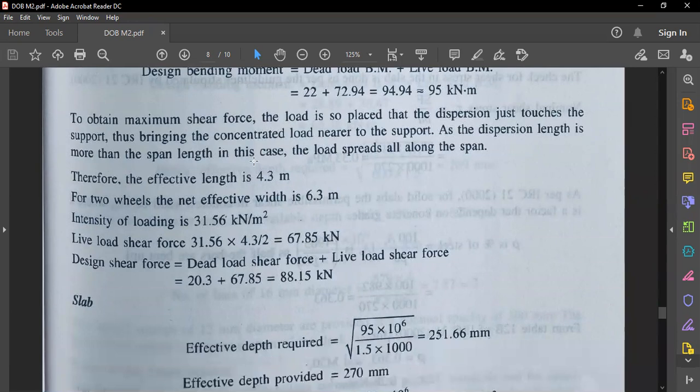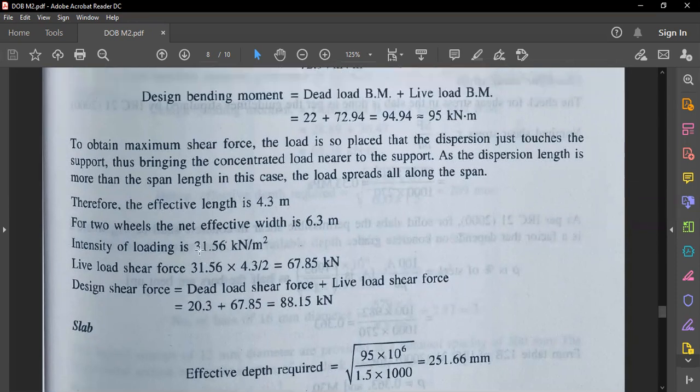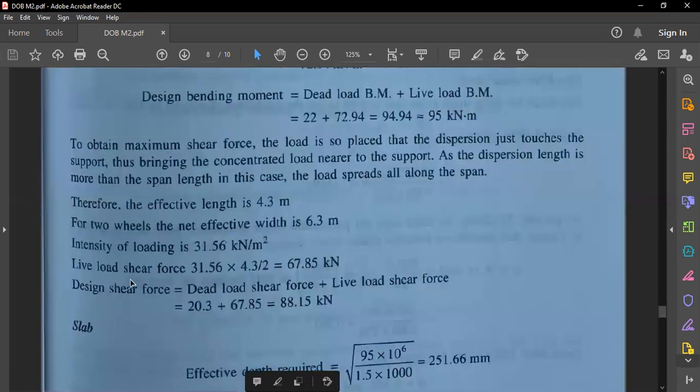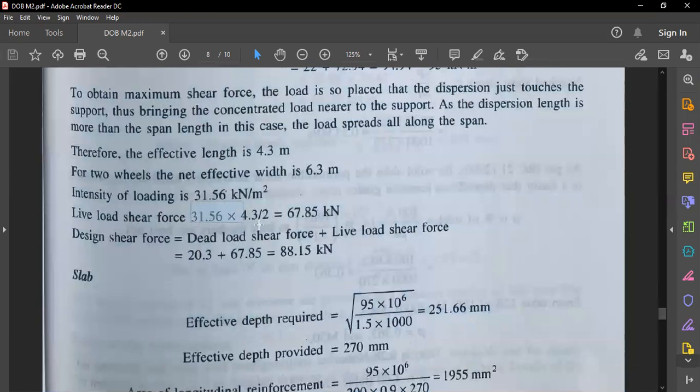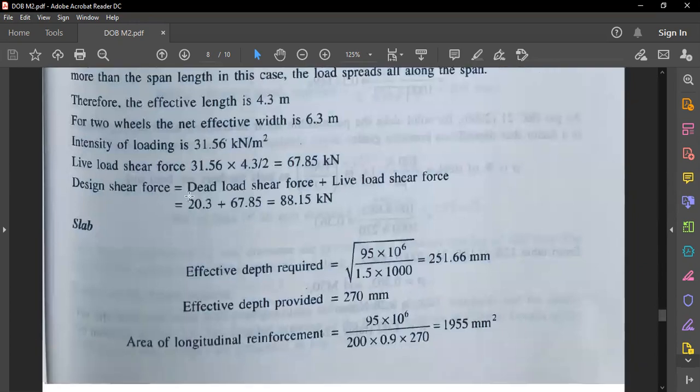The effective length is 4.3 meters. For two wheels, the net effective width is 6.3 meters. Intensity of loading we have. Now live load shear force is WL by 2, 67.85 kilonewton. So design shear force is shear force due to dead load plus shear force due to live load.